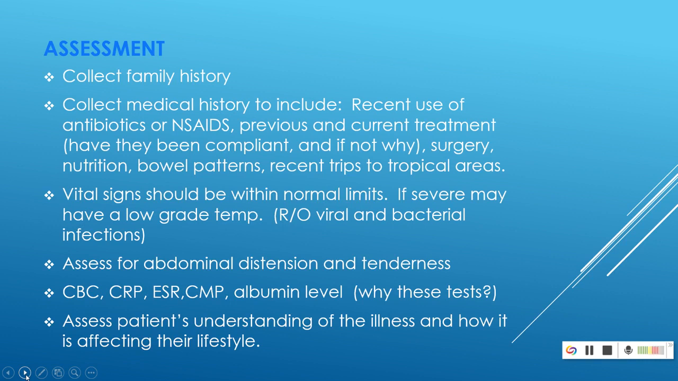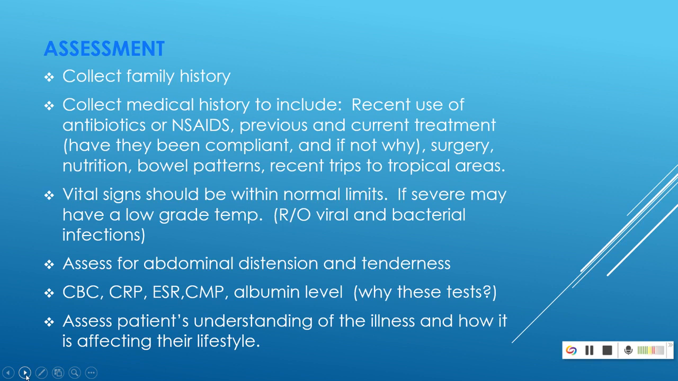We're going to do the CBC to check the white count. Also to check for inflammation with the white count. We're going to check our hemoglobin and hematocrit to see what our status is. If they've been having blood in their stools, it could be low. We're going to look at our platelet count. If they've been bleeding and we're trying to clot it off, they may have a low platelet count. Their CRP and ESR would be elevated because those check for inflammation. Again, CMP, we got to check for our electrolytes, and see if we're digesting. And albumin level. We need to know what our protein level is.